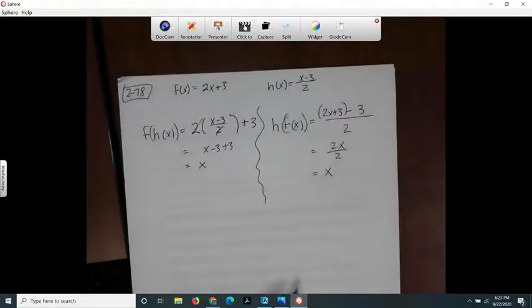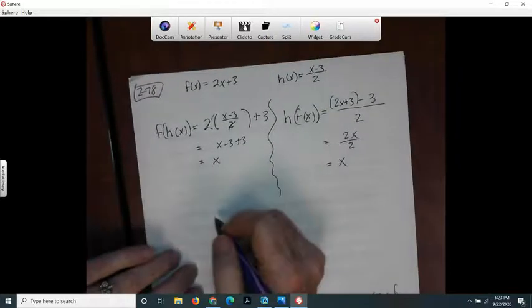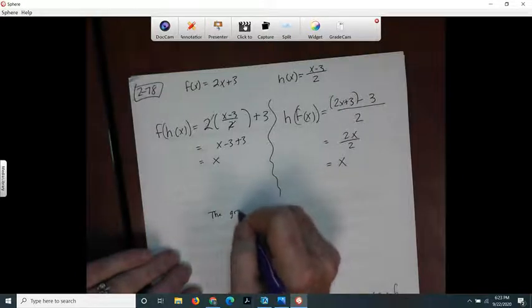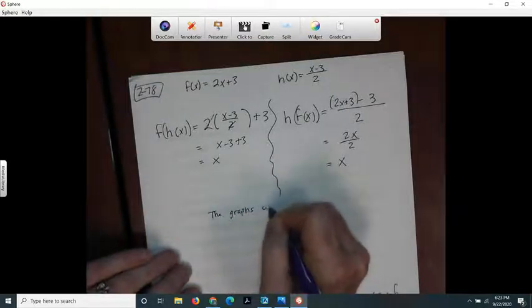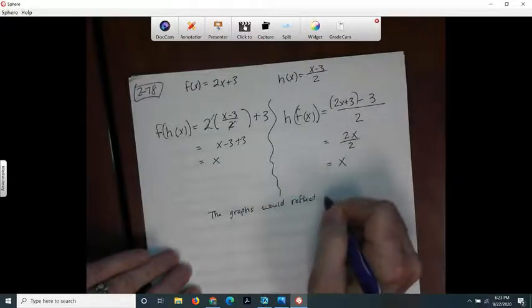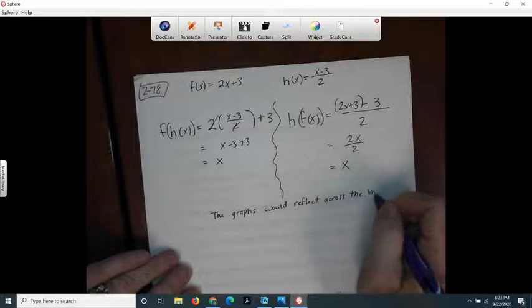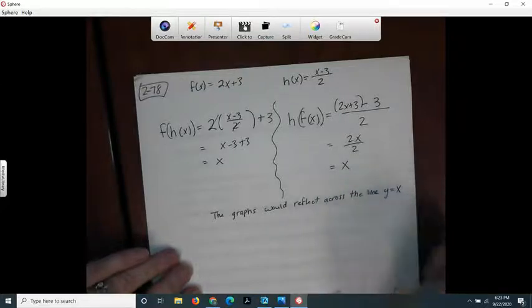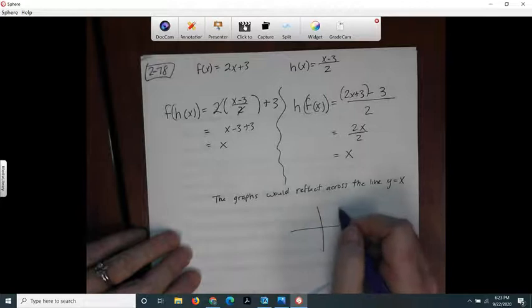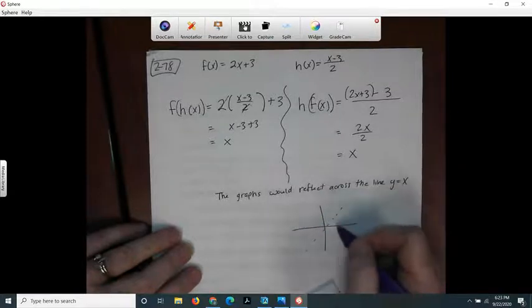And then if I were to look at the graph, the graphs would reflect across the line y equals x, and that's this diagonal line right here. They'd have reflectional symmetry across this line if I were to graph both of those.